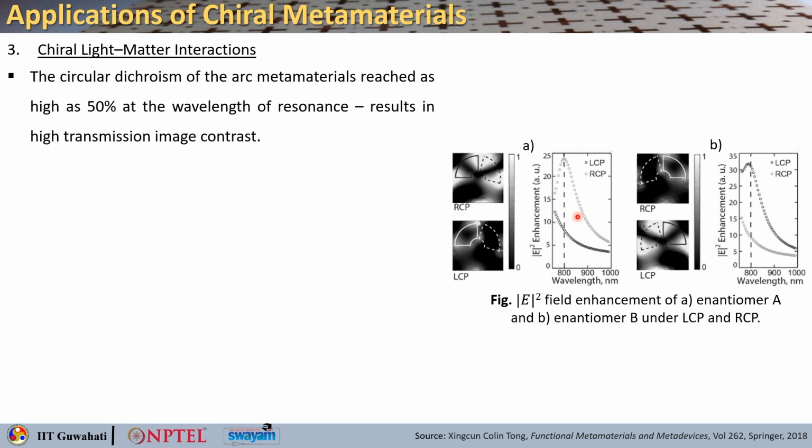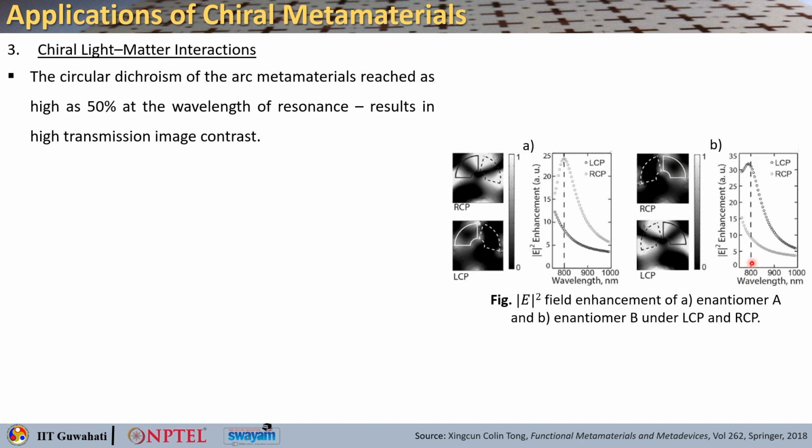This is for enantiomer A, which shows substantial enhancement of the intensity within the surrounding region of the chiral arc. You can see from these field plots as well. At 800 nanometer under RCP, you have more field enhancement over here, which is seen here also.